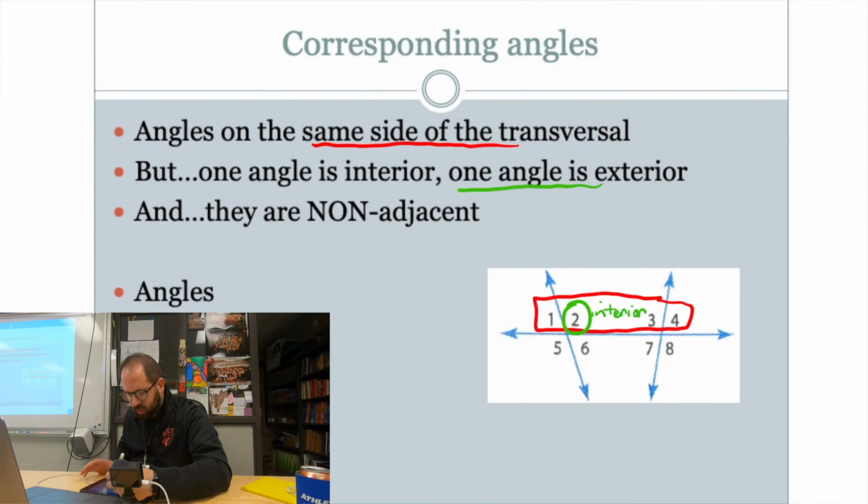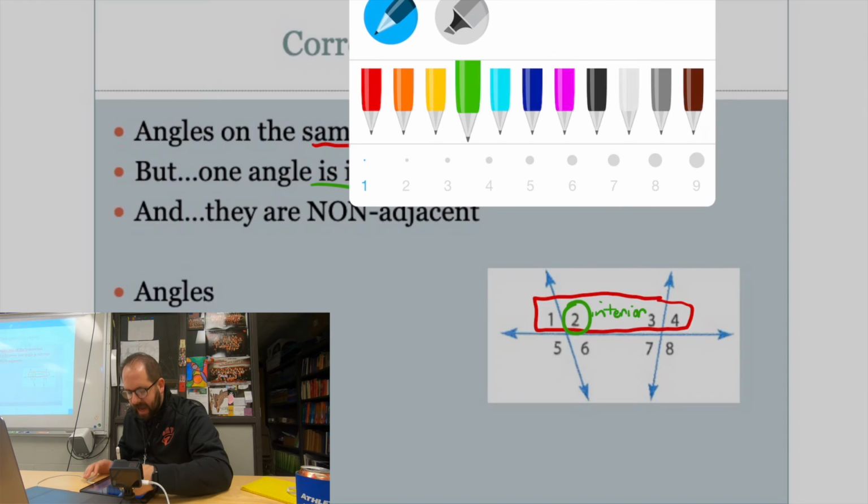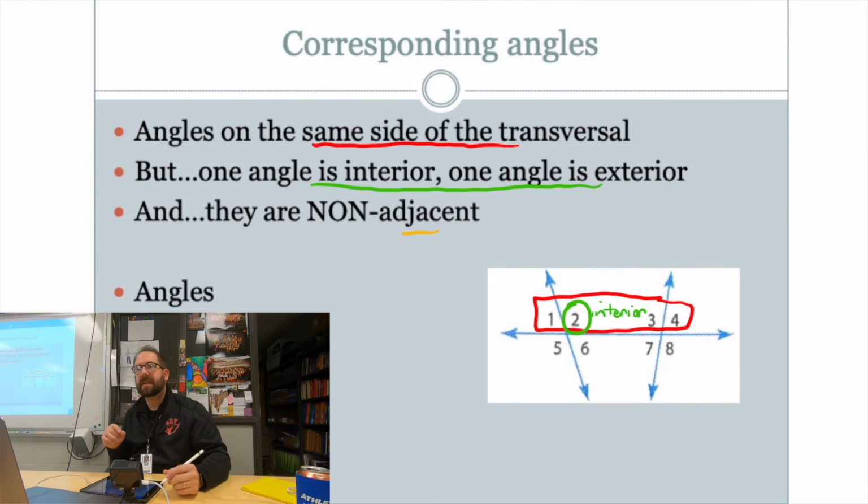And the last rule is that they cannot be adjacent to each other. They cannot be touching. So if I picked like the number 2 for my interior, the exterior angle I have to pick cannot touch 2. So I have to pick the number 4. Those are corresponding. One's interior, one's exterior, and they're not side by side, but they're on the same side of the transversal. It's the most rules.